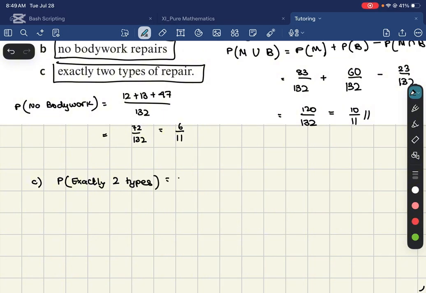So this can be the probability that it went to body and electrical, or the probability that... and because these are... we are not considering the probability that a car went through all 3. So these events are going to be mutually exclusive. We're going to consider them as mutually exclusive events. We don't want to count the cars that went through all 3. So it can be body and electrical, it can be body and mechanical, or it can be mechanical and electrical.